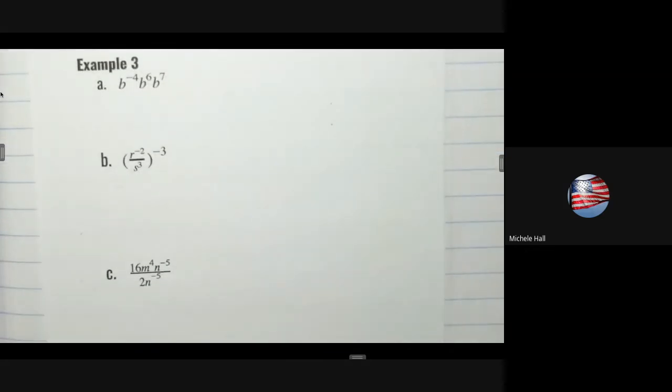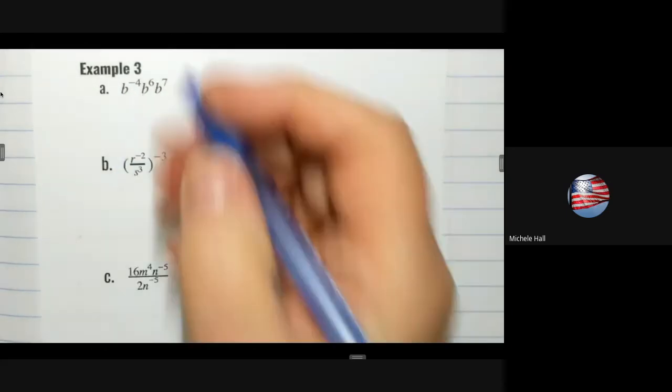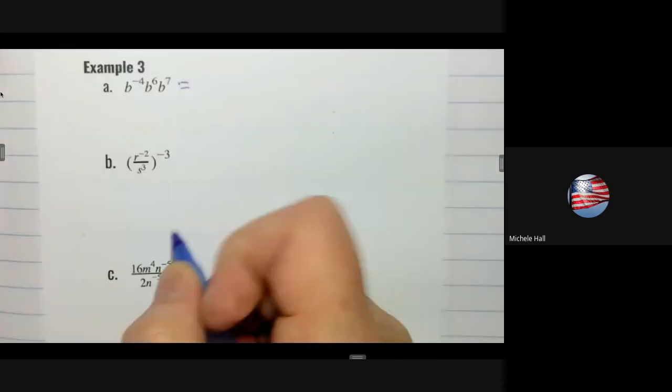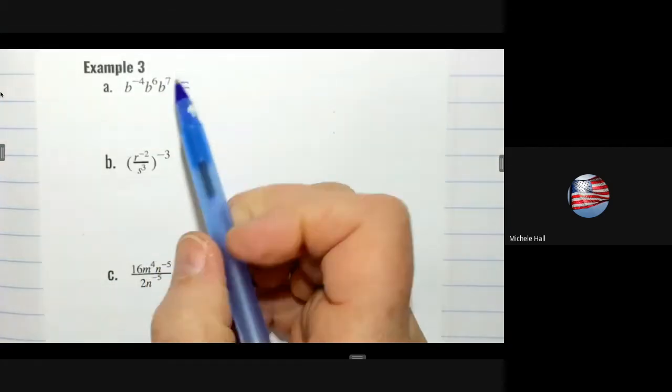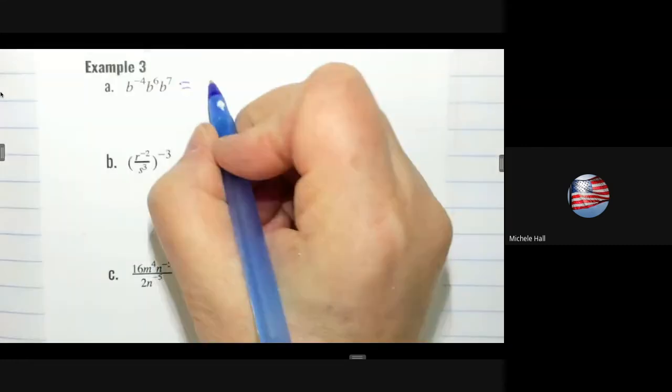Example 3, we are multiplying and we have like bases. What do we do? We add up the exponents. We have 6 minus 4, which is 2, plus 7 is 9, b to the 9.